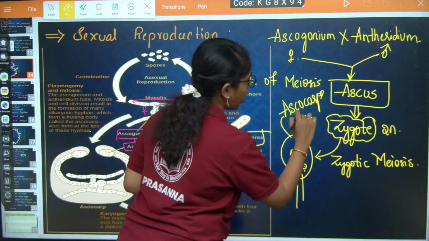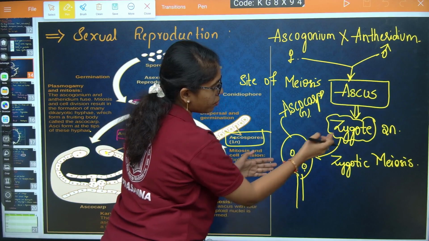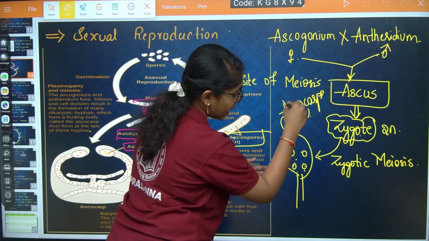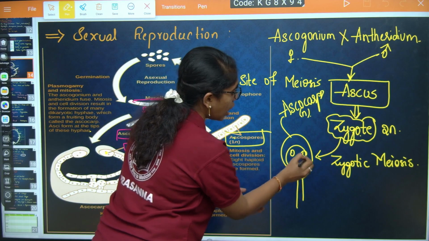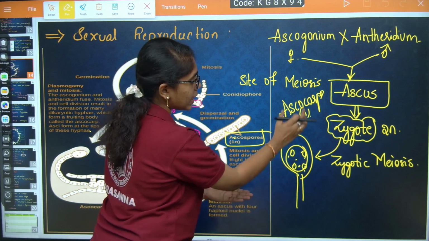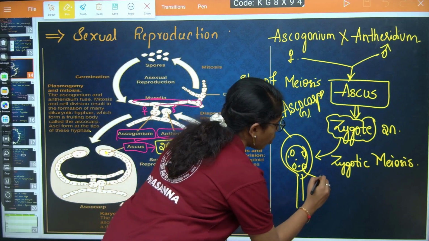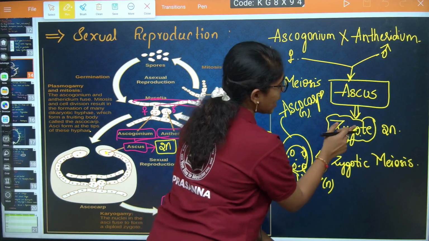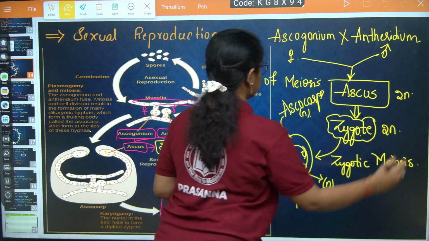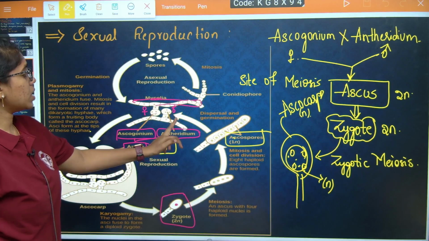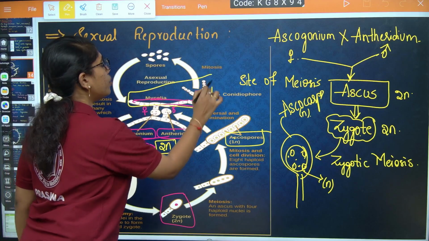Ascocarps are haploid, inside which the ascus is there, that is diploid. The zygote is diploid. Inside this, the zygote is undergoing meiosis and releasing out spores. Spores are present inside the ascocarp. The ascocarp is haploid, do remember, and the spores are also haploid, inside which the zygote is there, this is diploid. The ascus is also diploid. Clear? This is dispersing out spores. After germination, this develops into a new mycelium.